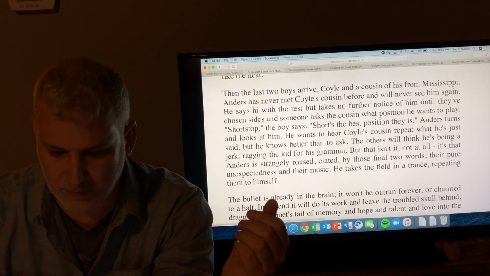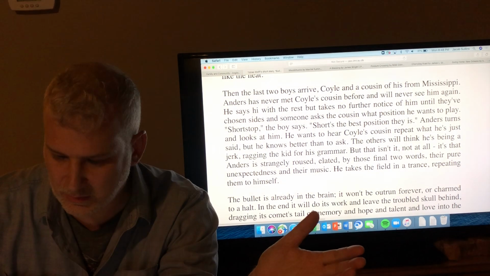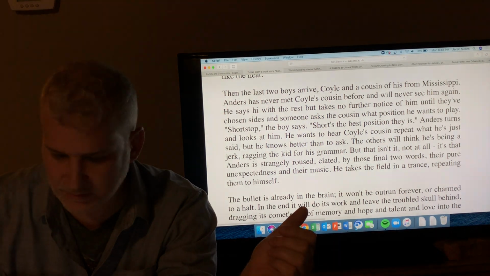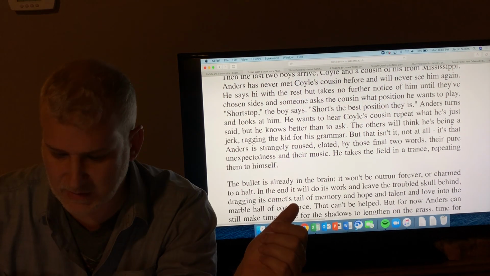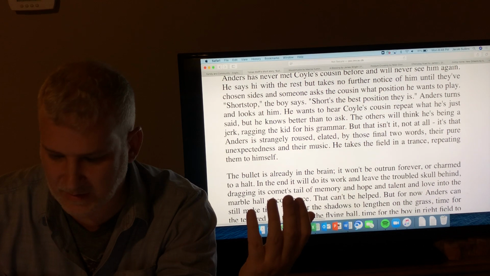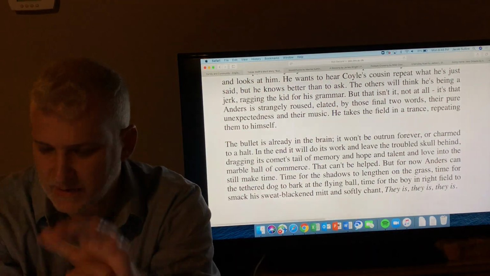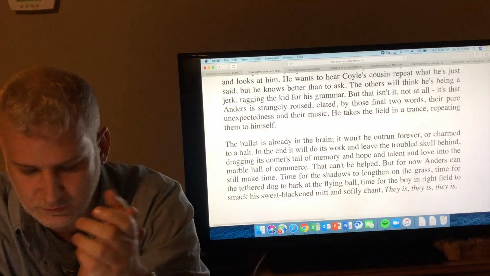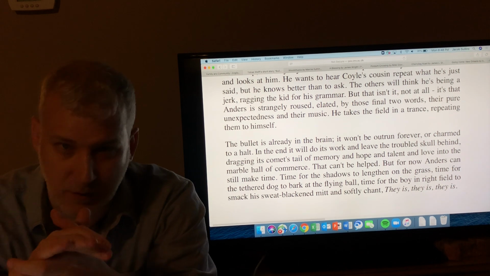They've been worrying this subject all summer. Then the last two boys arrive, Coyle and a cousin of his from Mississippi. Anders has never met Coyle's cousin before and will never see him again. "Shortstop," the boy says. "Short's the best position they is." He wants to hear Coyle's cousin repeat what he's just said, but he knows better than to ask. The others will think he's being a jerk, ragging the kid for his grammar. But that isn't it, not at all. It's that Anders is strangely roused, elated by those final two words, their pure unexpectedness and their music.